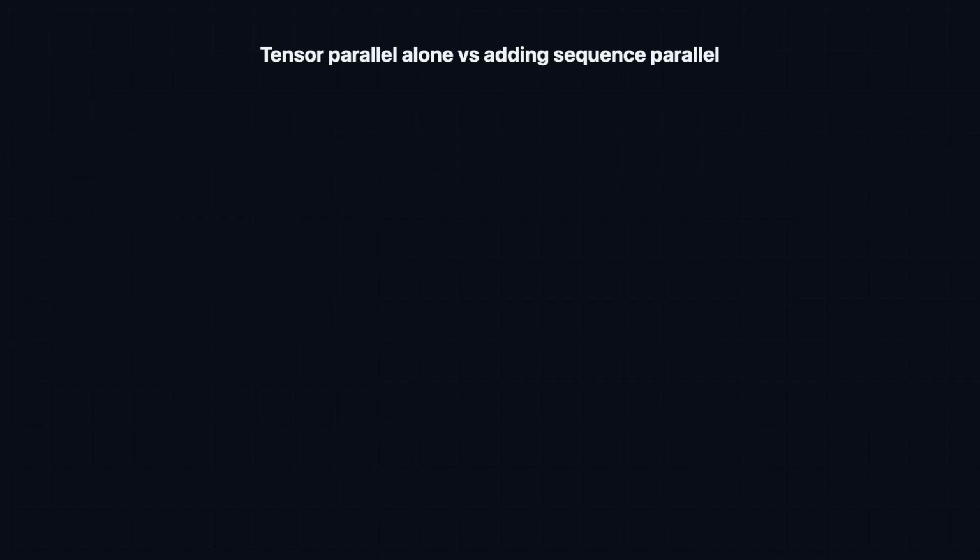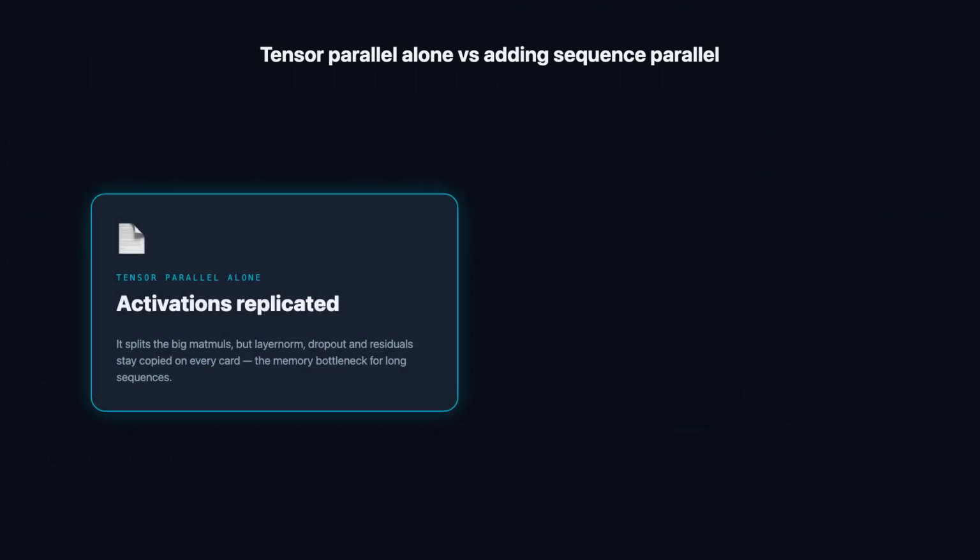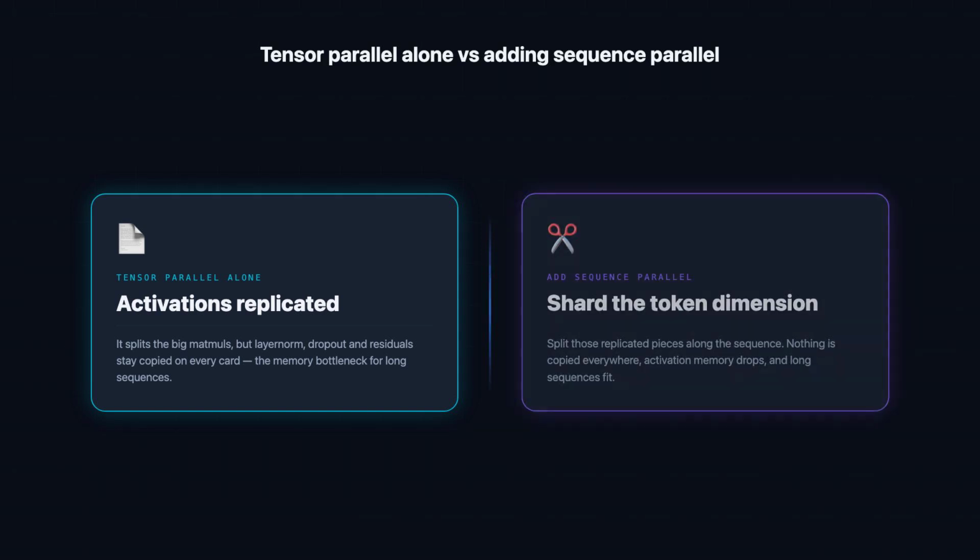So here is the shift in one clean comparison. Tensor parallelism on its own splits the big matrix multiplies across devices, but leaves the layer norm, dropout, and residual activations fully replicated on every card. For a long sequence, those replicated activations become the memory bottleneck. Add sequence parallelism, and you shard the token dimension for exactly those replicated pieces. Nothing is copied everywhere anymore. So the activation memory drops sharply, and you finally have room to train on much longer sequences.